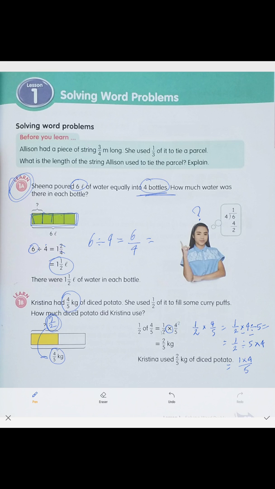Alright, there will be many problems again. We're gonna look through this. But always you do multiplication. When you need to find a part of something, you do multiplication. Okay, let's keep going.